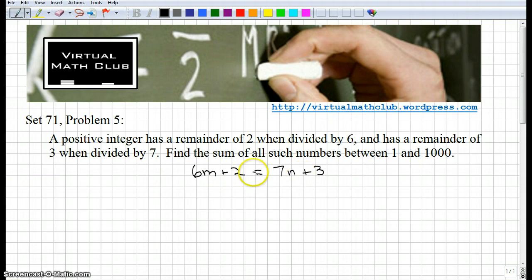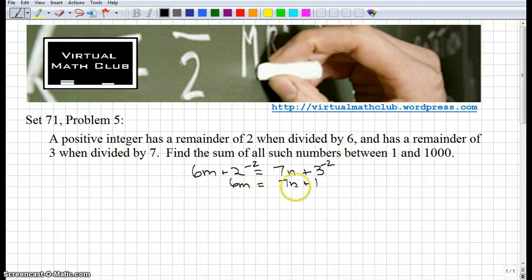Alright, so we can work with this equation, and what I'm going to do is subtract 2 from both sides. So I get 6m is equal to 7n plus 1. Now there's a little trick that you can use. This is actually a modular arithmetic problem, but I'm not going to introduce the notation for modular arithmetic. You can look it up if you're interested in learning more about modular arithmetic.